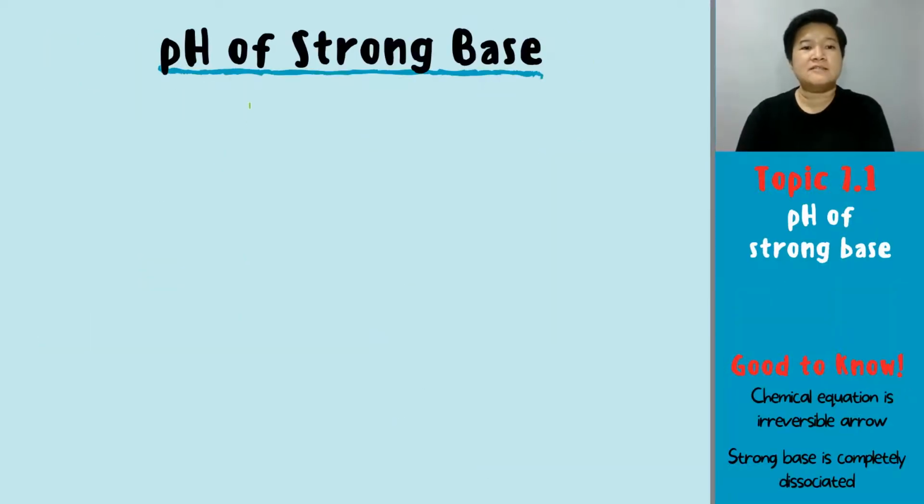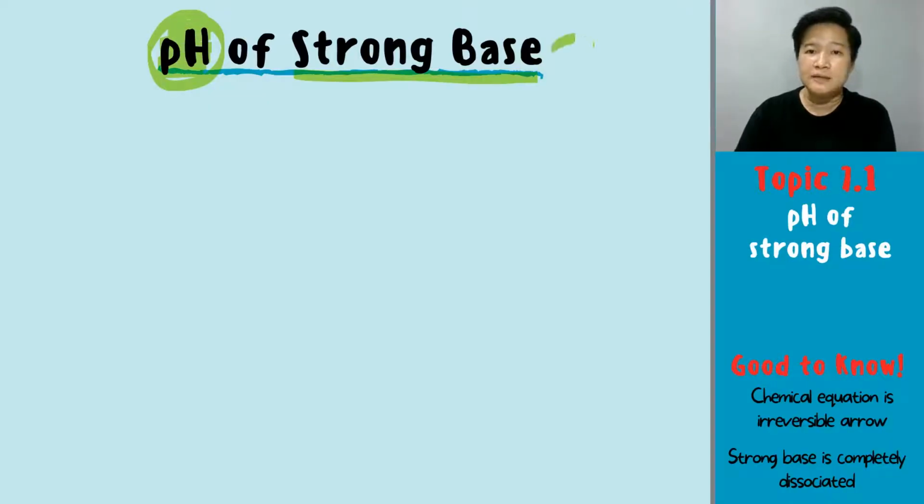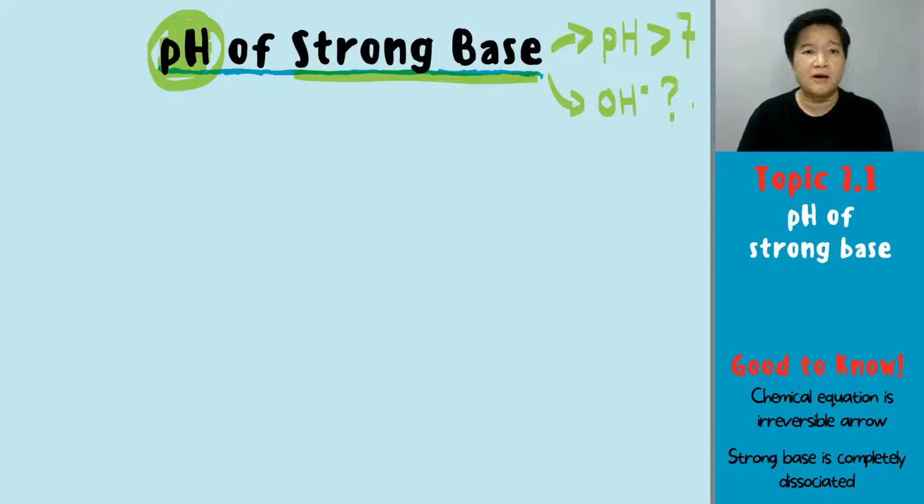Simple. Next, let's move on to the pH of a strong base. Look at the trick on my slide. I'm asking for the pH of the strong base, knowing that the pH of the strong base must be more than 7. Agree? Okay, and we also know that in the base, we only have OH minus as the dominant species. So, how do I calculate the pH value of a strong base?